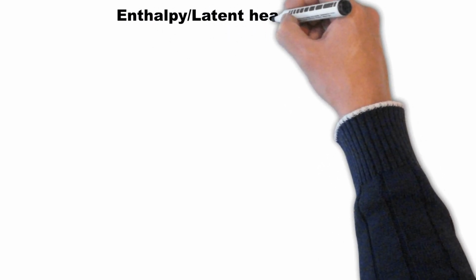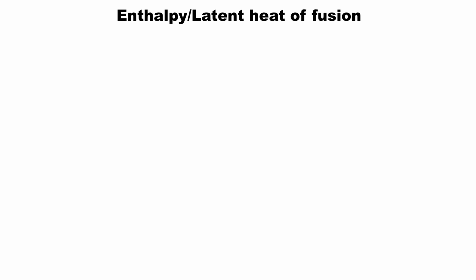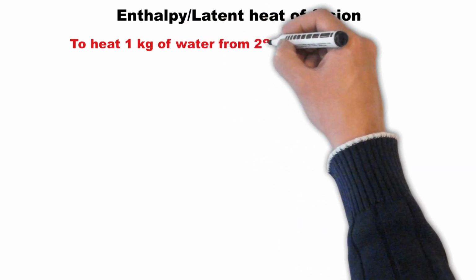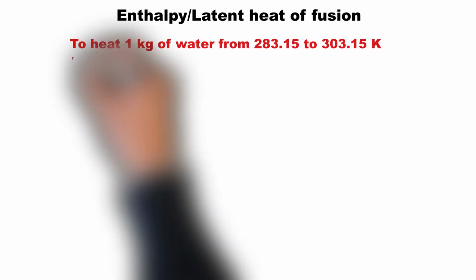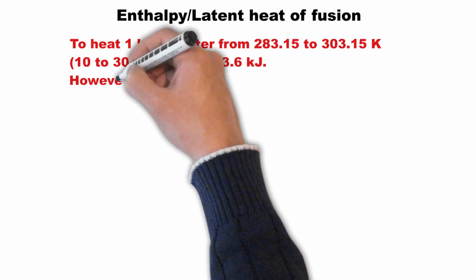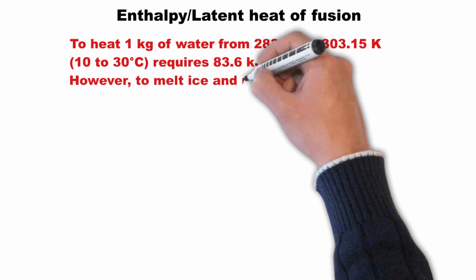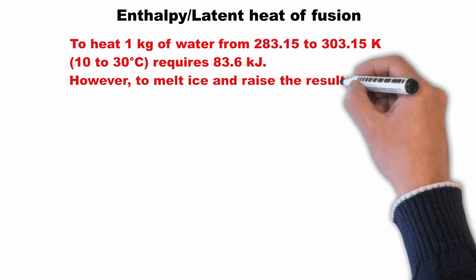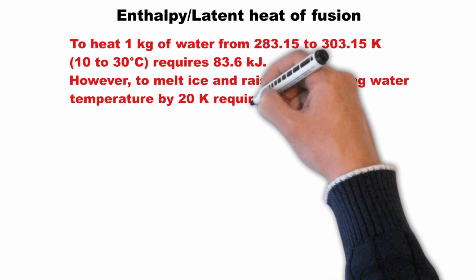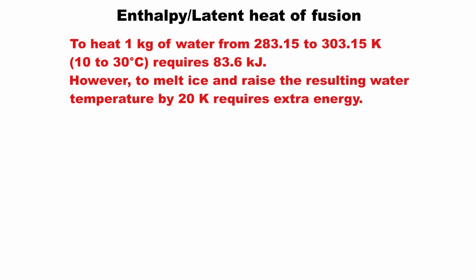Sure, here we go. For this purpose, let's consider the enthalpy of fusion, also called the latent heat of fusion. To heat 1 kilogram of water from 283.15 Kelvin to 303.15 Kelvin, that is from 10 degrees Celsius to 30 degrees Celsius, requires 83.6 kilojoule of heat energy. However, to melt ice and raise the resulting water temperature by 20 Kelvin requires extra energy.